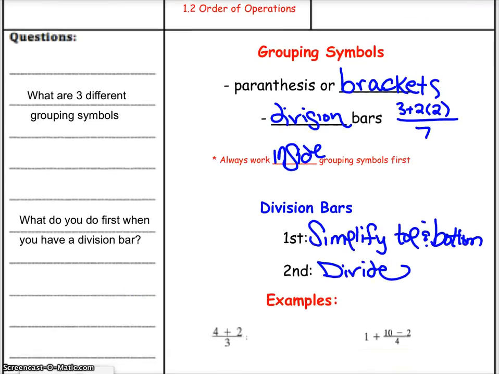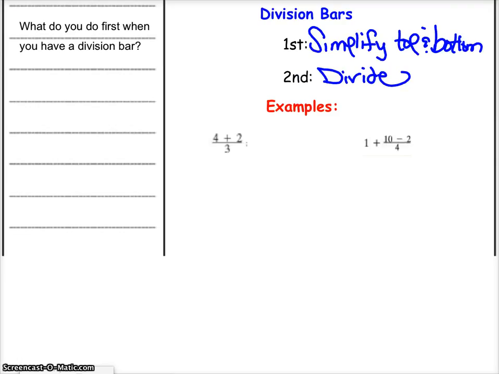All right, so first division bar example. According to my steps, the first thing I need to do is simplify the top and bottom, which means figure it out. So what does the top turn into? 4 plus 2 is? So this is 6 over 3. So I'm done figuring out the top and bottom, so now I divide. What's 6 divided by 3? 2. Yep.